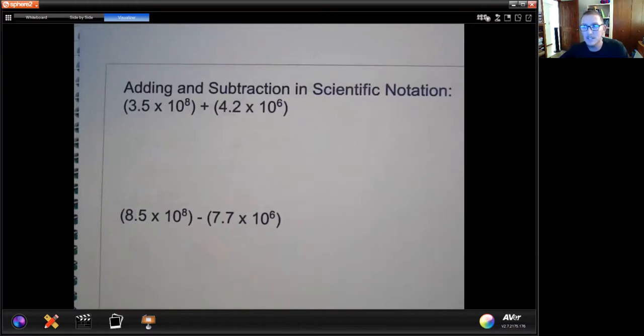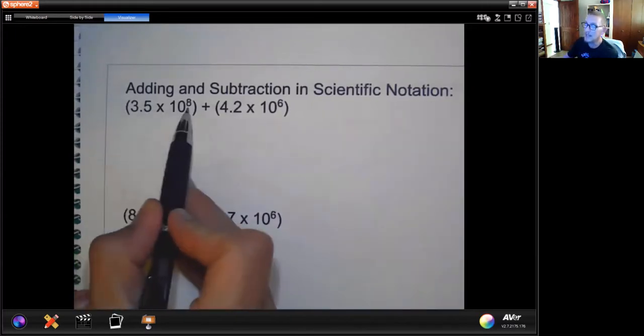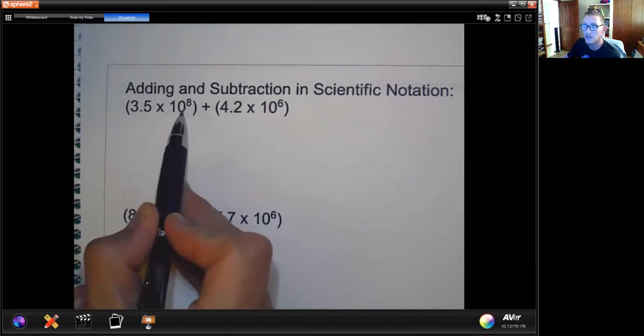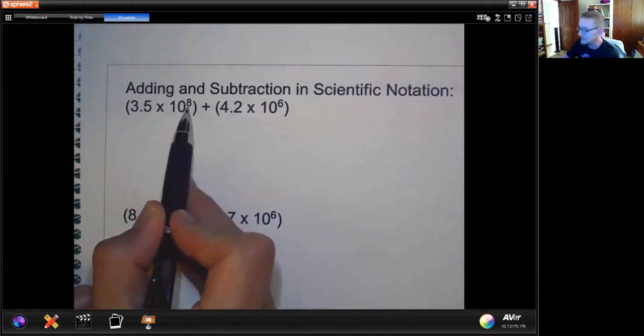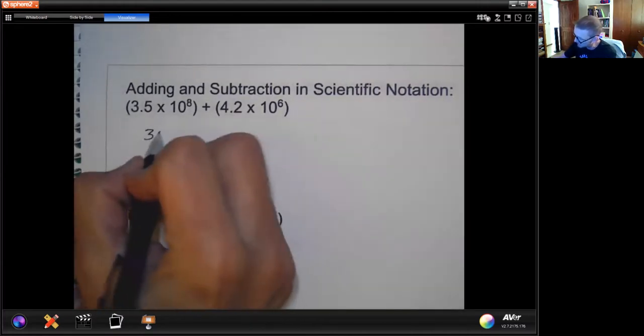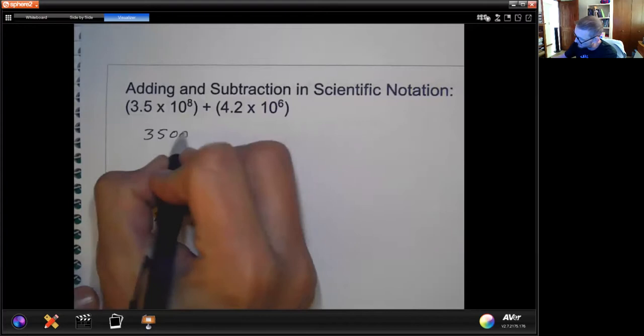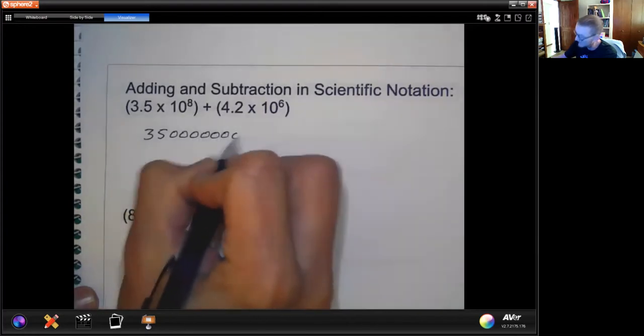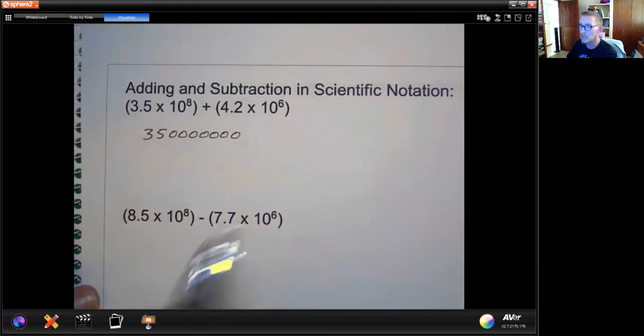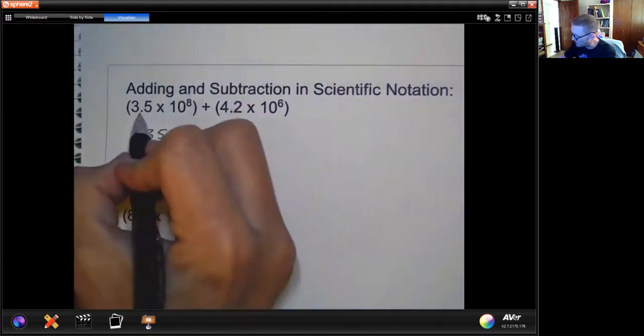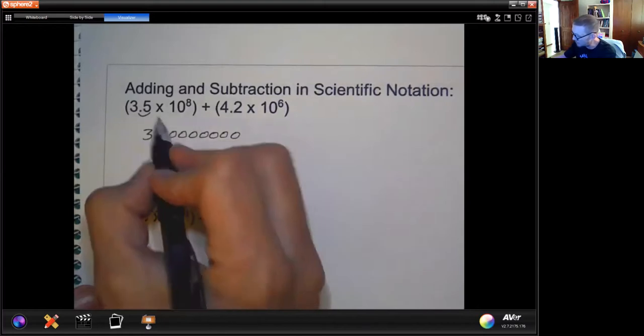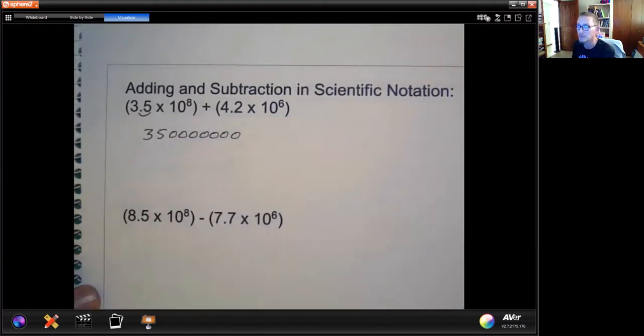The best and easiest way to add and subtract in scientific notation is to convert these numbers back to standard notation and then line them up. So 3.5 times 10 to the 8th, I'm going to put that back as standard notation, which means I'm going to move the decimal 8 times. So this is going to become 3.5 followed by 7 zeros. It's 7 zeros because I move it once around the 5, and then I need to move it 7 more times around the zeros.